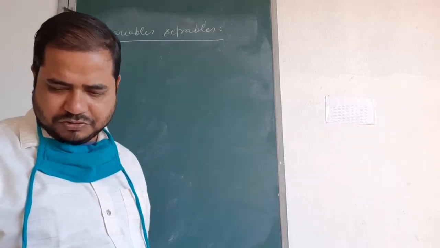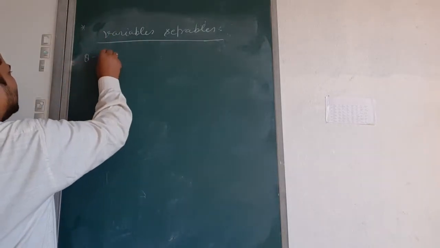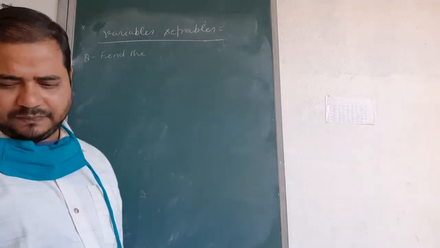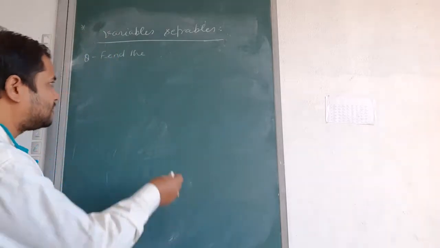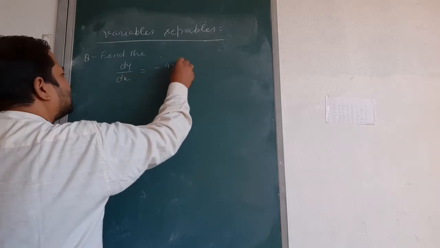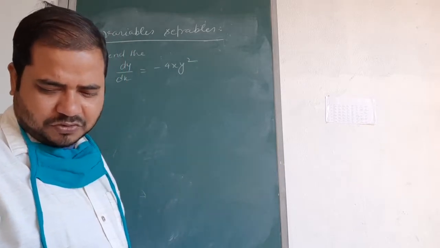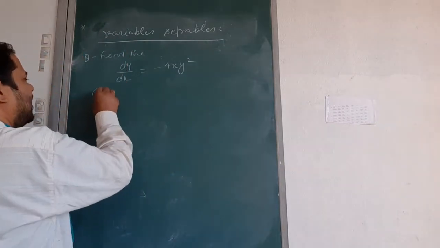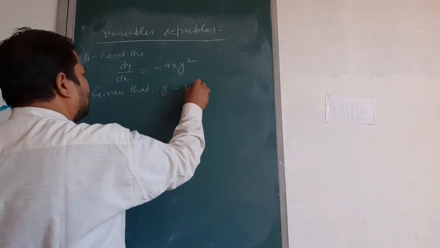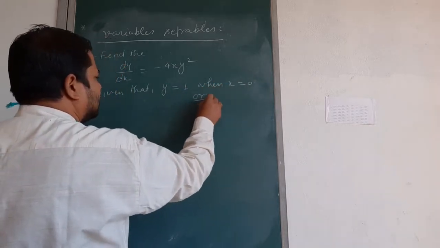Find the particular solution of the differential equation dy by dx is equal to minus 4x y square, given that y is equal to 1 when x is equal to 0.